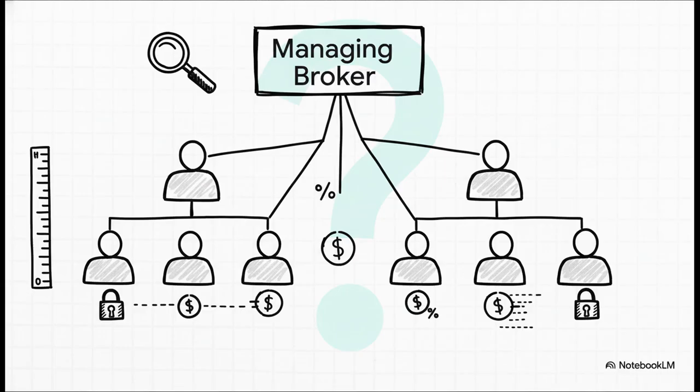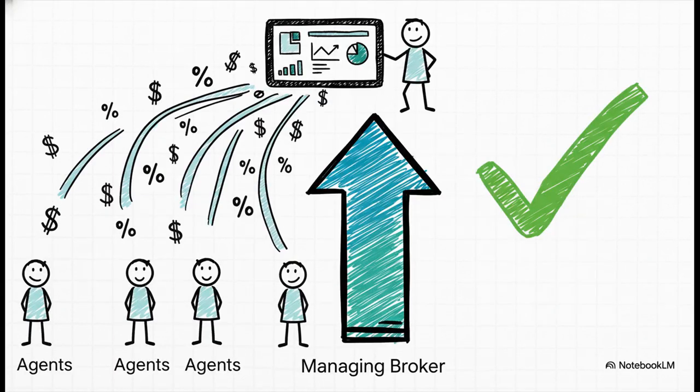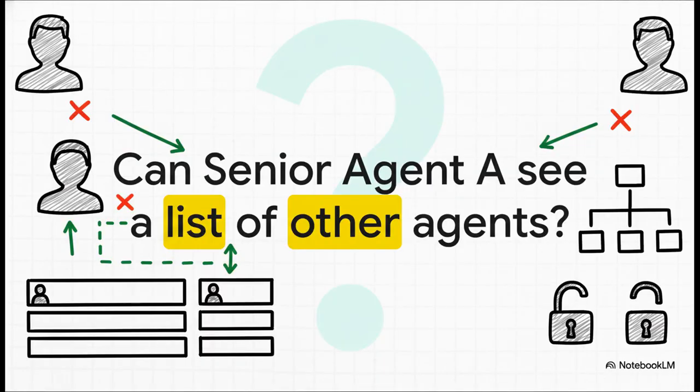Okay, next one. What about the managing broker? Can they see the exact commission details for every single agent in the company? Yes, 100% yes. That's a perfect example of information flowing up. The person running the business needs that total financial oversight. It's absolutely essential.